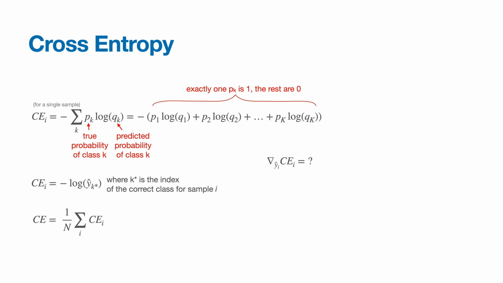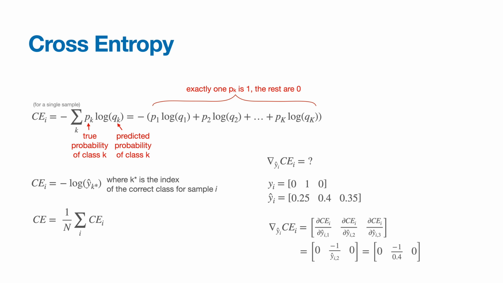What about the gradient of cross entropy? Well, we want to know how cross entropy changes with respect to small changes in each of the predicted class probabilities. Keep in mind, for a single sample, y looks something like this, and y hat looks something like this. In this case, the gradient of cross entropy with respect to y hat is going to equal this row matrix of partial derivatives, which resolves to this. Notice every term is 0, except for the term corresponding to the positive class, which is negative 1 over y hat. So our updated network diagram looks something like this.